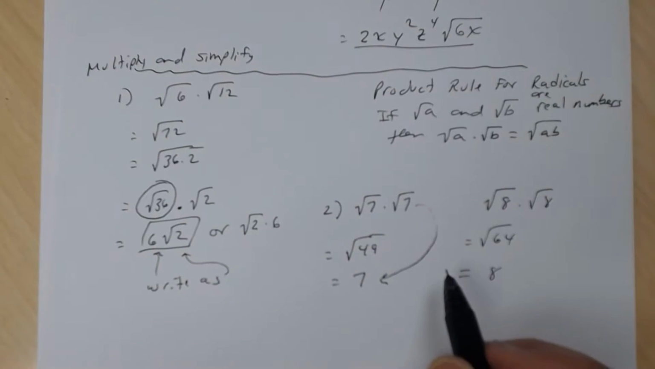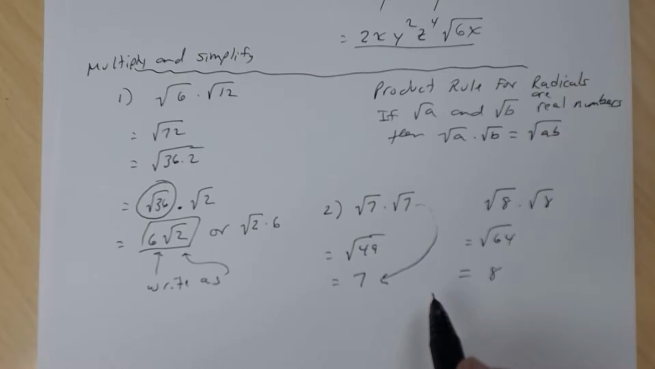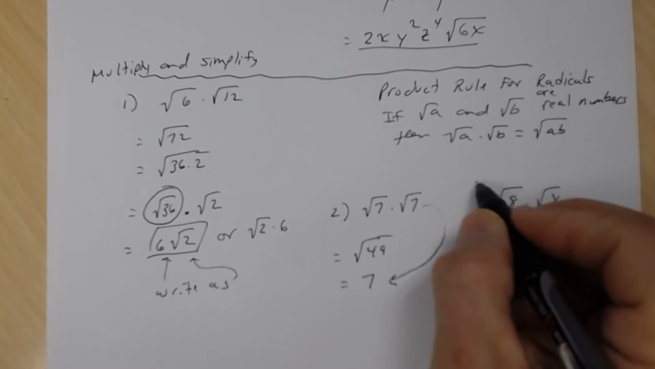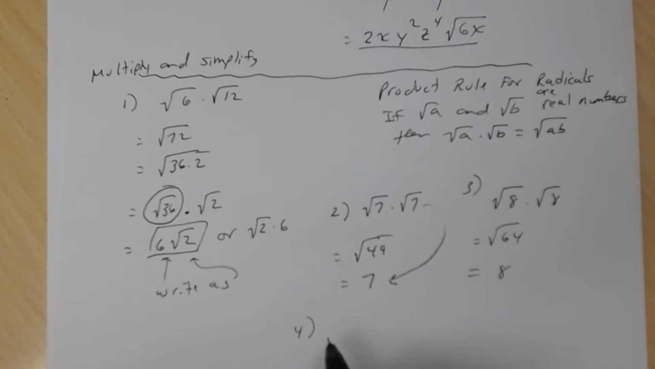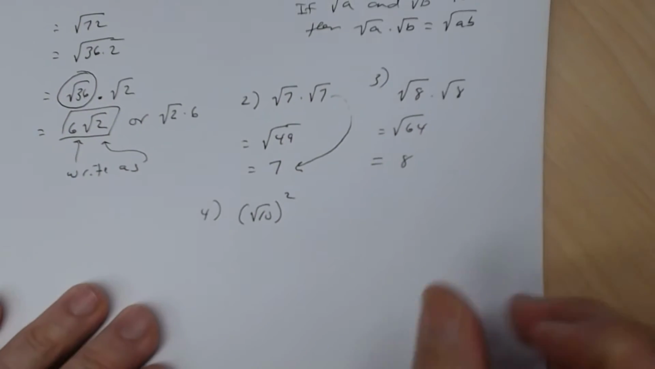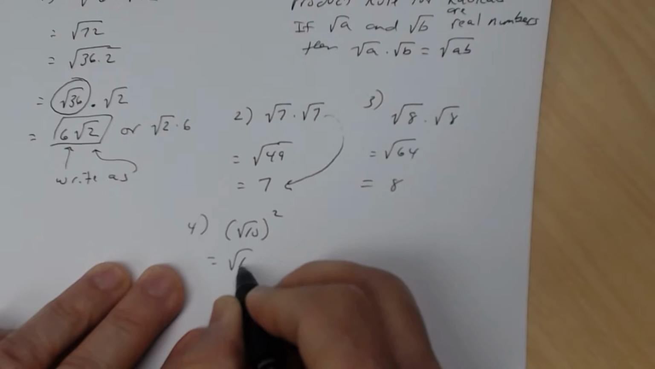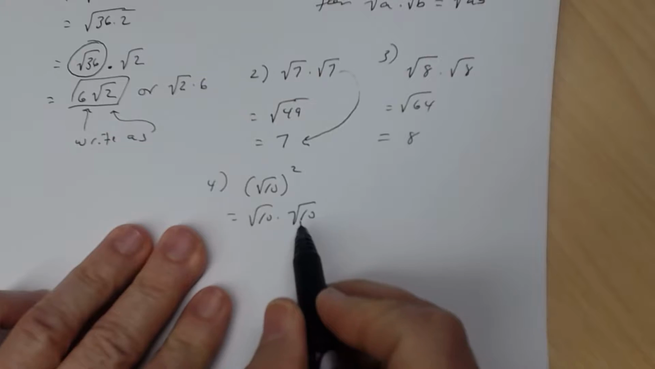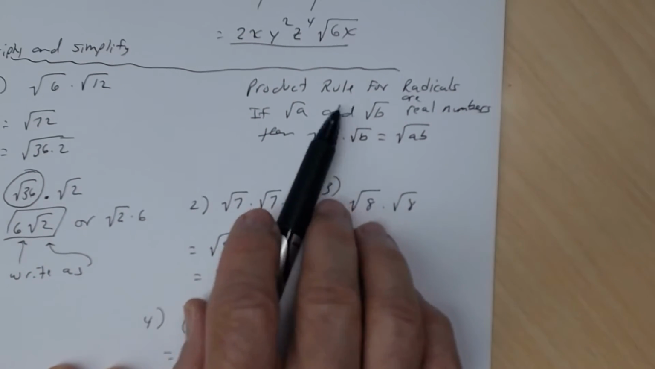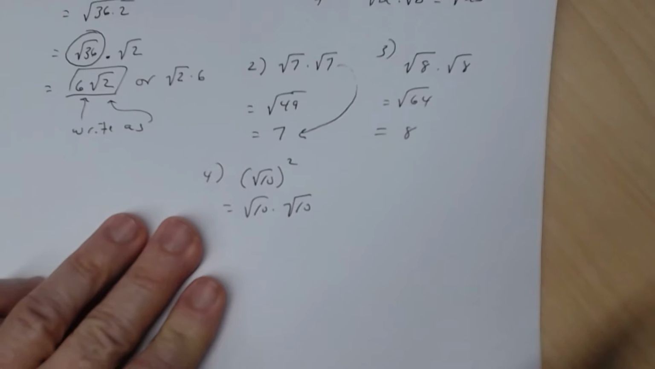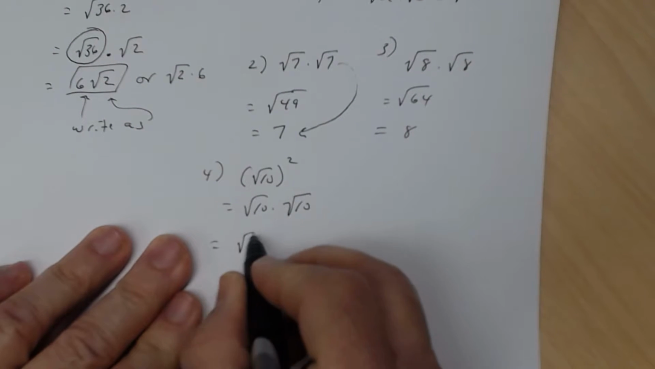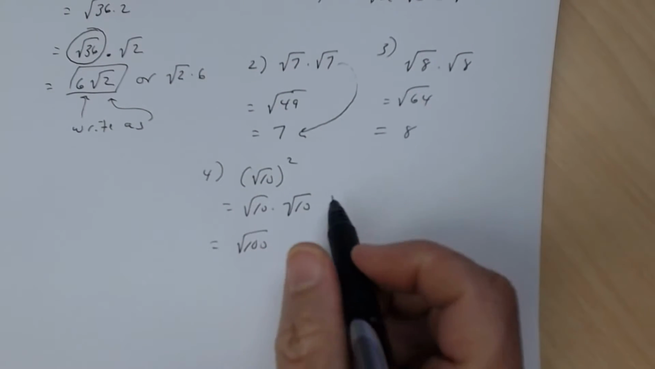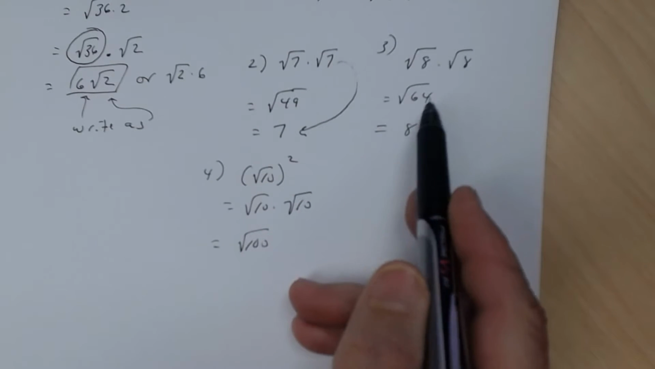Okay? And so what I want you to get from this, well, let's look at this one. So this is number 3, and this is number 4. Suppose I had the square root of 10 squared. First of all, notice that the square root of 10 squared means the square root of 10 times itself. And then 10 times 10 is 100. I'm using the product rule for radicals. So the square root of 10 times the square root of 10 is the square root of 100, which is a perfect square. And that's our discussion from this little part here.